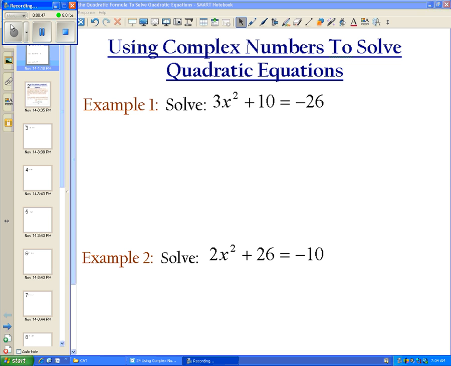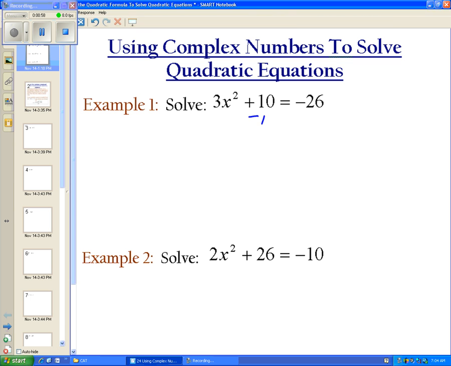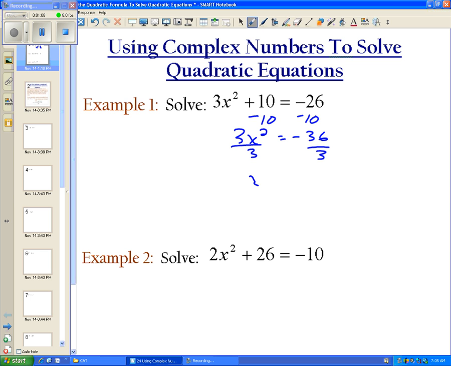solve quadratic equations. Just like we've done before, these examples are just examples you can just kind of watch. You've done this before. This is just a quick review. 3x squared plus 10 equals negative 26. If you subtract 10 to both sides, 3x squared is equal to negative 36. Divide both sides by 3. X squared is equal to negative 12. Square root both sides. So x is equal to plus or minus the square root of negative 12.